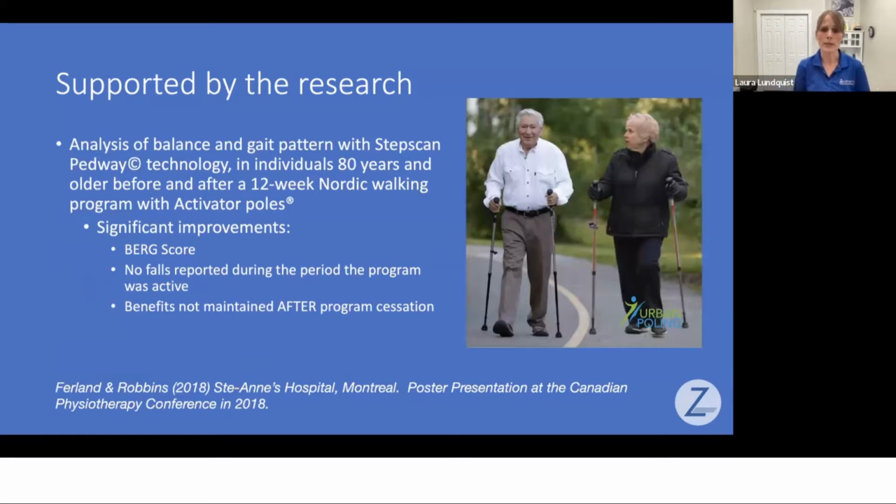There was some other research done as a poster presentation to the Canadian Physiotherapy Association in 2018, where they showed that there was an improvement again in the Berg balance score, which is another outcome measure that we can use that just tells us about how stable somebody is on their feet, after a 12-week Nordic walking program with the Activator poles. So they were looking at balance and gait pattern.